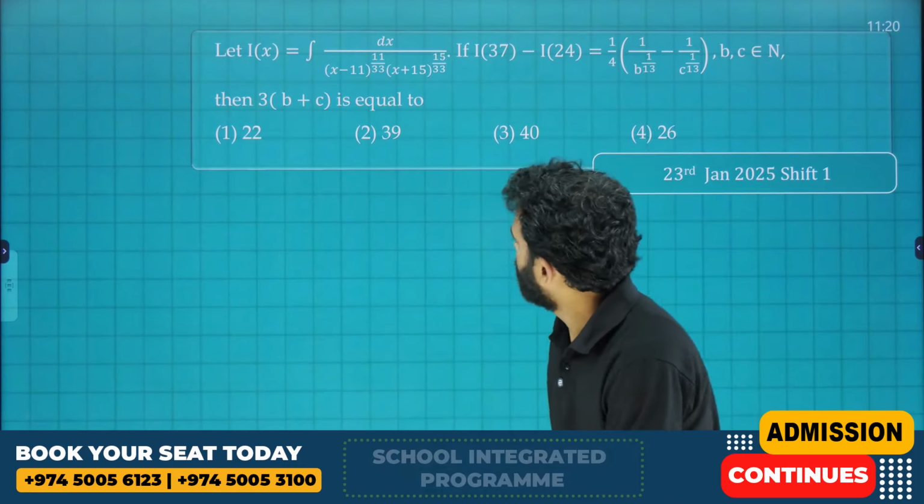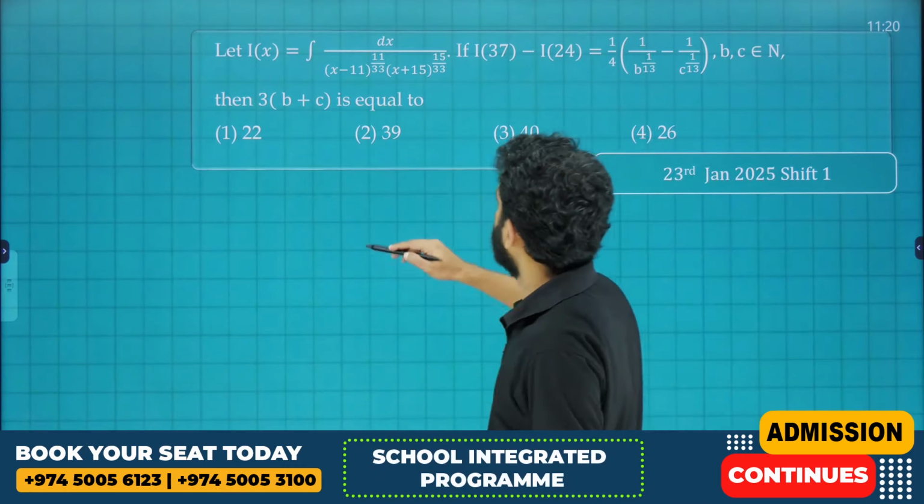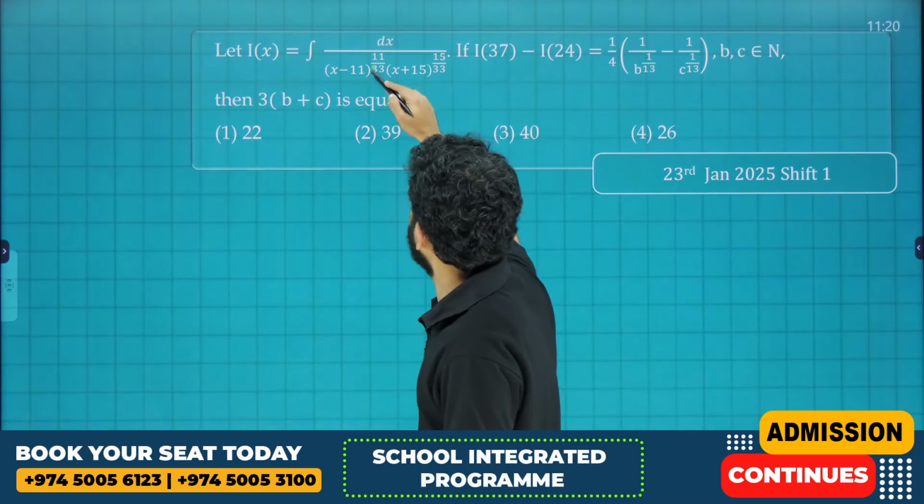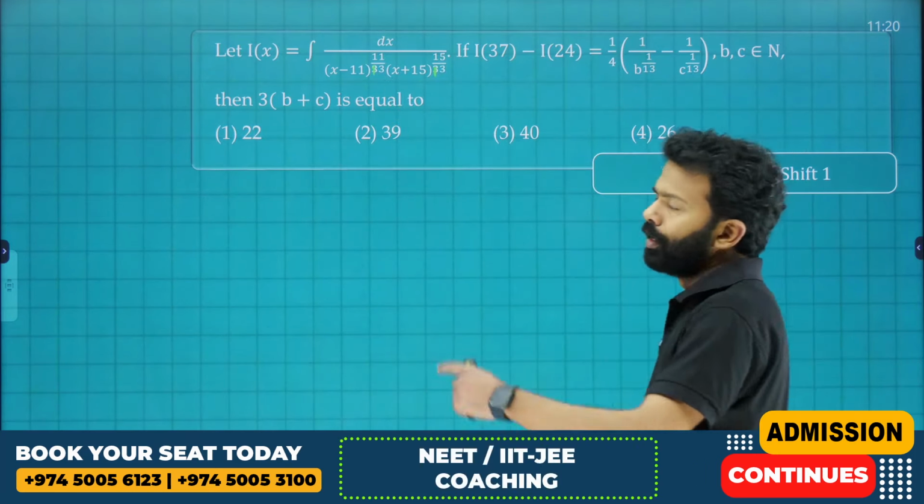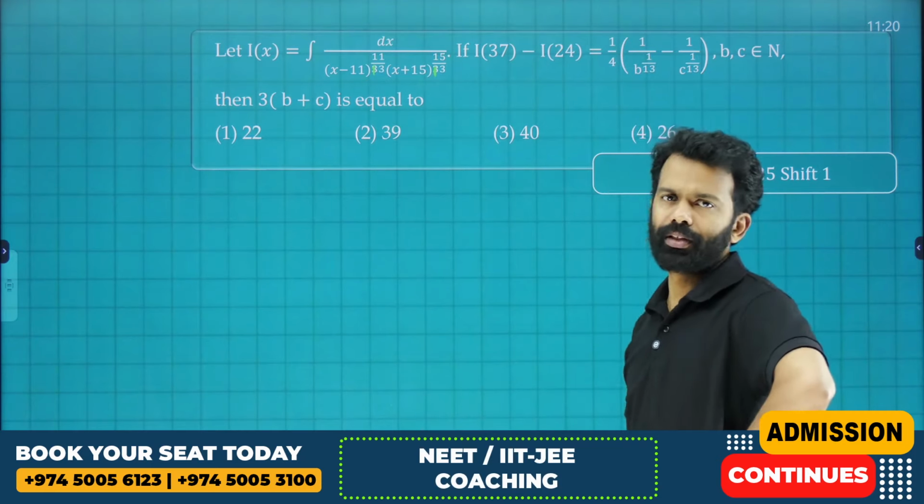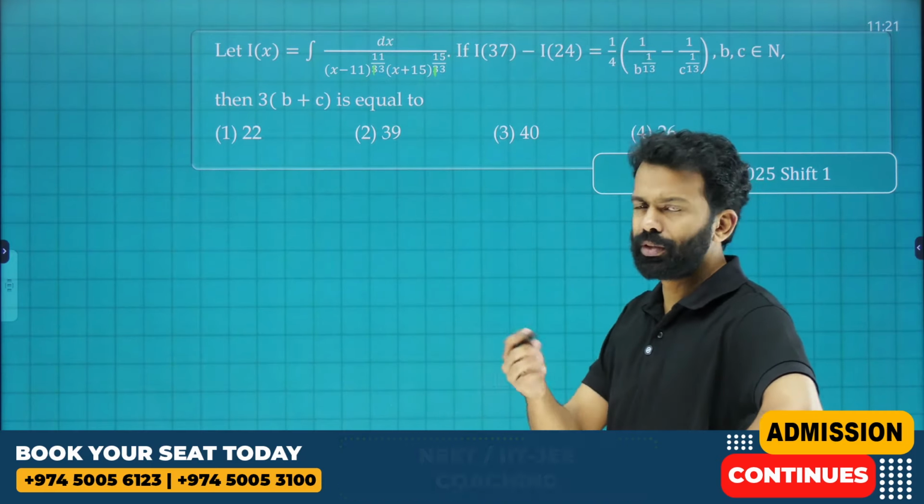Next one, yeah, also a very easy one. There is a slight correction here. It is 11 by 13 and 15 by 13. Okay, it is 11 by 13 and 15 by 13. Okay, it is a PYQ from the JEE Advanced. I think it was asked in 2020 or something like that.